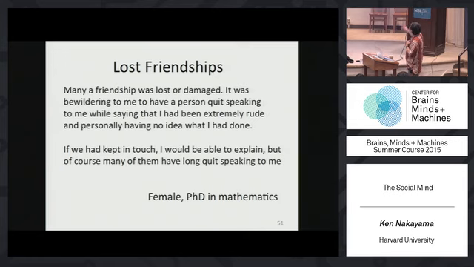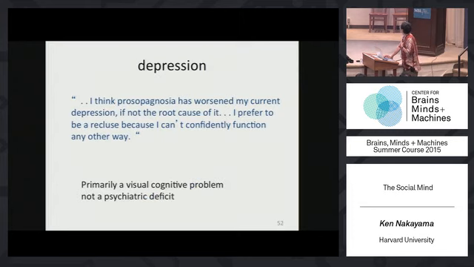This is a lady I know quite well. She's got a PhD in differential geometry. She's a mathematician. She has lots of problems. She's one of the few that I studied who I think is mildly on the spectrum. But most of the people I've studied are not autistic or Asperger's in any way. But a lot of people have problems. I claim it's a visual problem. It's not a psychiatric problem or a social problem, but it does lead to social problems.